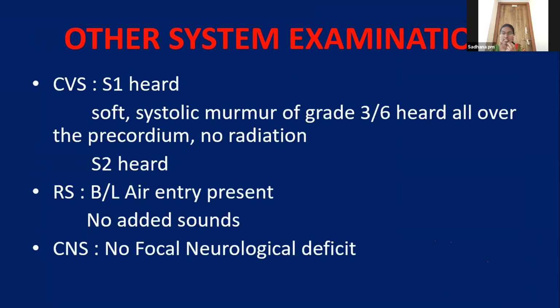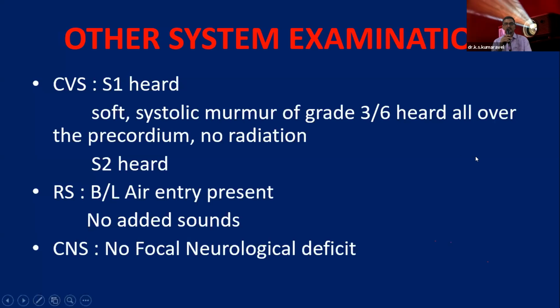Coming to the other system examination, CVS: S1 is heard. There is a soft systolic murmur of grade 3/6 heard all over the precordial area. There is no radiation. S2 is heard. On RS examination, bilateral air entry is present and there is no added sound. CNS shows no focal neurological deficit.